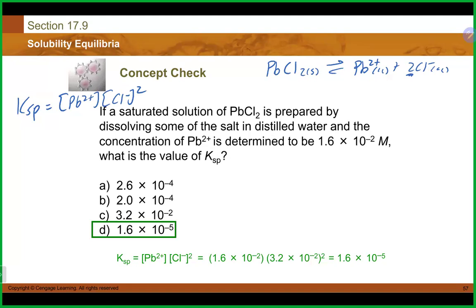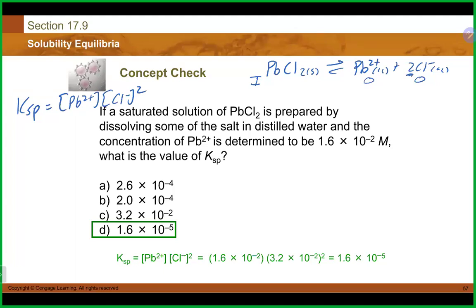So you could do one of two things. You could actually use an ice table in this case and get your answer. So for example, if you did your ice table here, we would actually start with zeros here. And on our reactant side, we wouldn't worry about it because it's a solid.